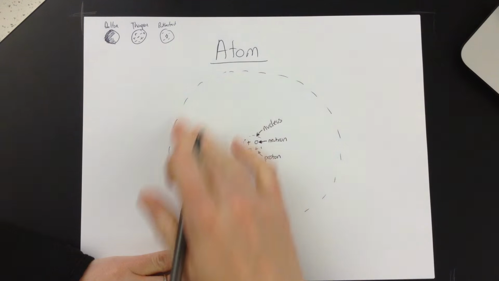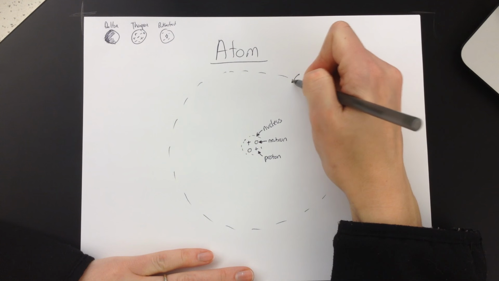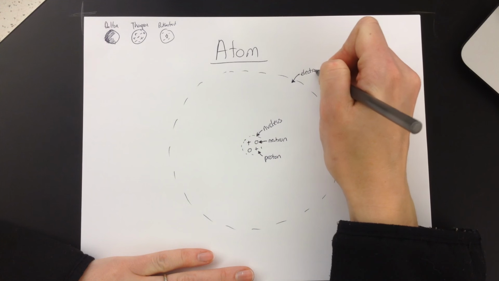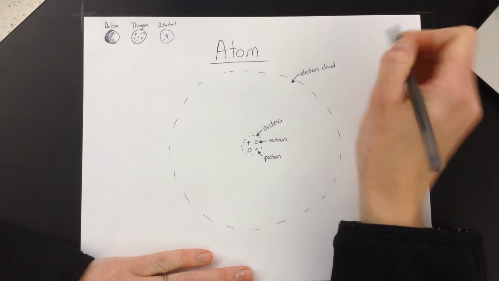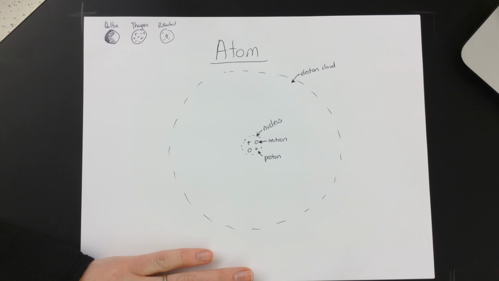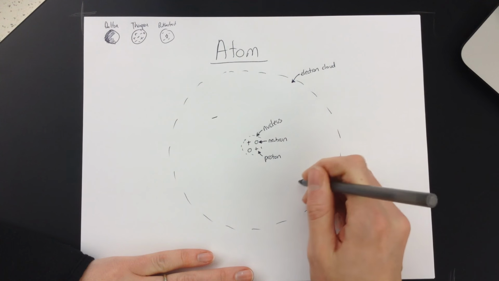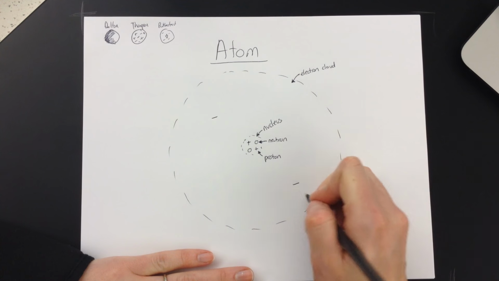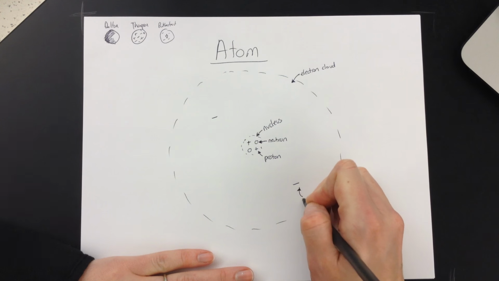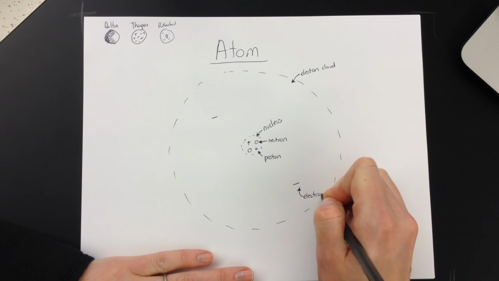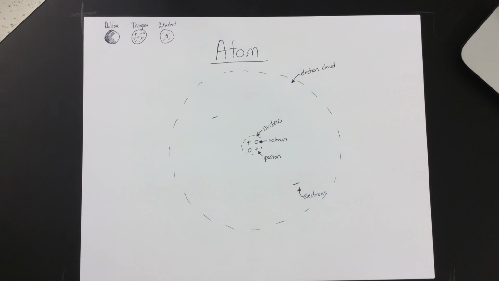Now, around the outside is what we're calling the electron cloud. There is some arrangement to the electron cloud. We'll get to that in another video. But the electrons are around in that electron cloud. So these little minuses, those are our electrons. So when you're thinking about the structure of the atom, that's pretty much it.